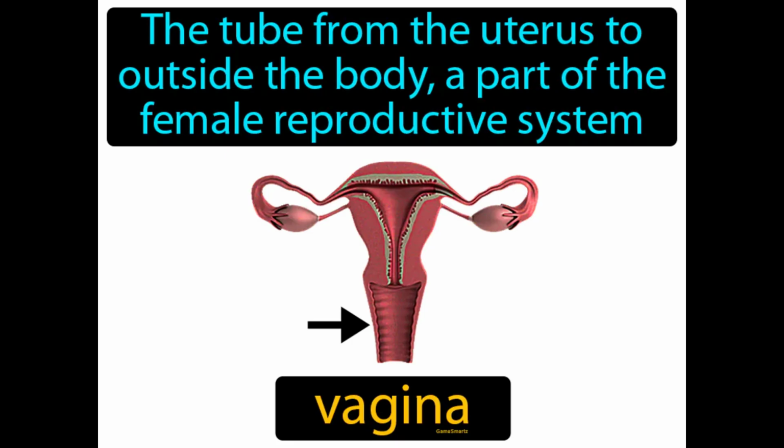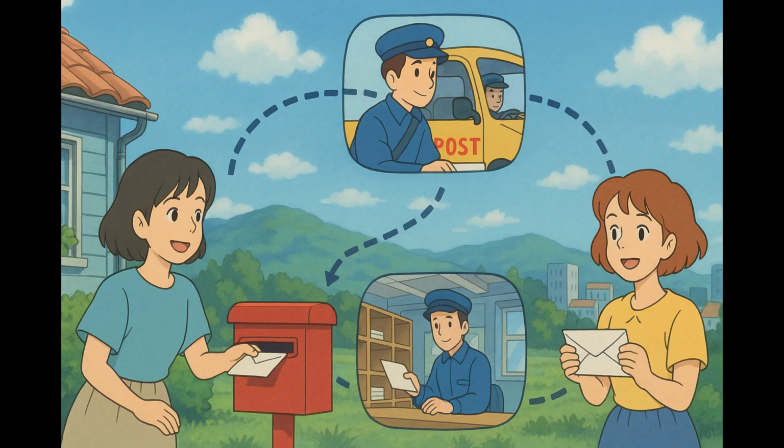The tube from the uterus to outside the body is part of the female reproductive system: vagina. The vagina is the muscular canal that connects the uterus to the outside of the body, serving as the birth canal and a passage for menstrual flow. Imagine you're trying to send a letter from your house to a friend who lives in a different city.